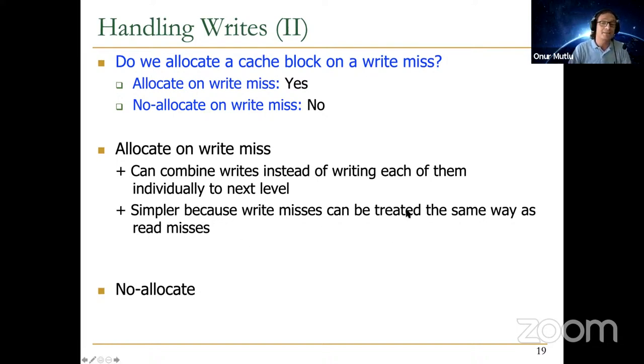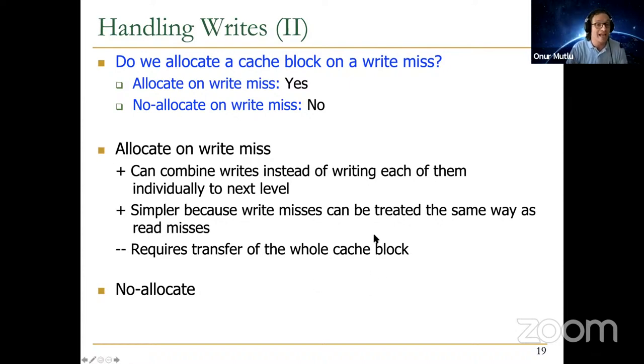And this is simpler because write misses can be treated the same way as read misses. Whenever you miss in the cache, you bring the block that you're referencing into the cache. That's the allocate on write miss. The downside of this is it requires a transfer of the whole cache block. So recall that you have 64 bytes, and you just want to write to one location, let's say one byte, and you're not going to reuse that block at all. You're bringing 64 bytes from memory and allocating to the cache, and you're just updating one byte, and you're not going to reuse that block for reads or writes again. This is problematic because you transfer the entire cache block essentially just to write one byte of it. This is not good if you're allocating on write misses.